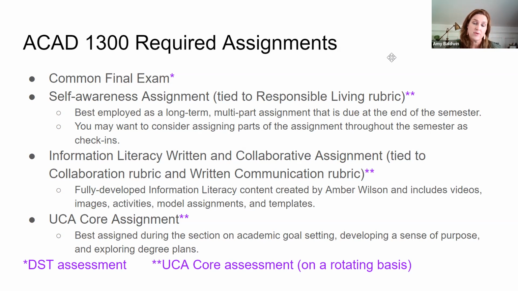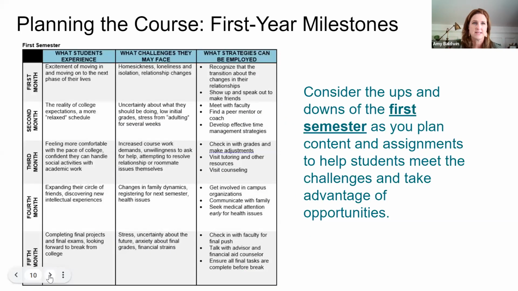And another component of a first-year seminar is exposing students to the UCA core, helping them understand the importance of it. And we're also required to have some sort of UCA core assignment. Again, I'll get into some detailed examples in the next video, but just to let you know that's there. So some things that I want you to think about as you're planning the course. Again, kind of taking the big picture here.